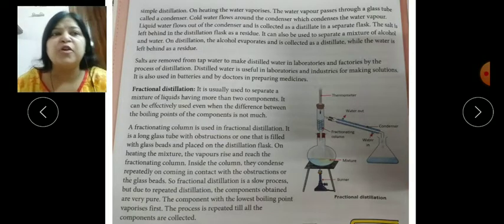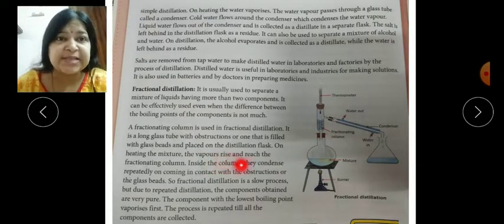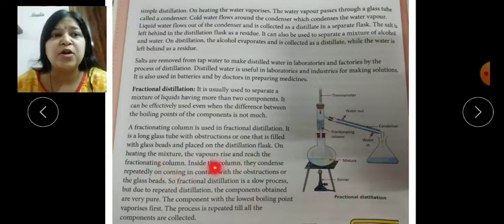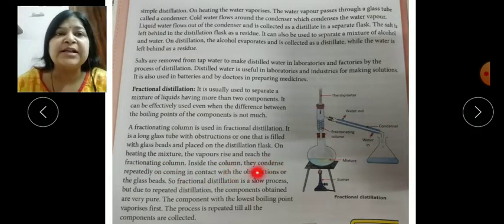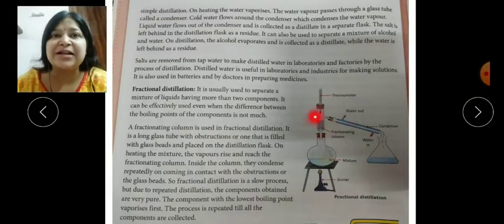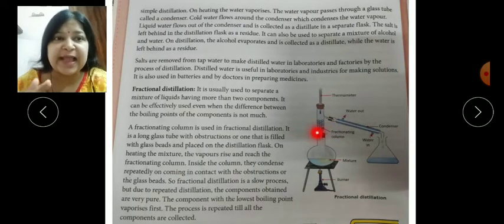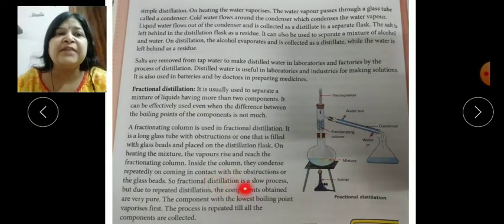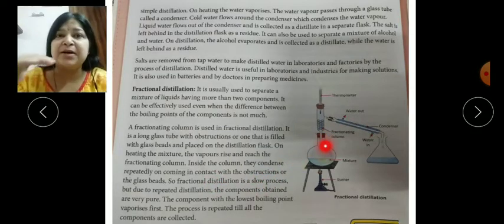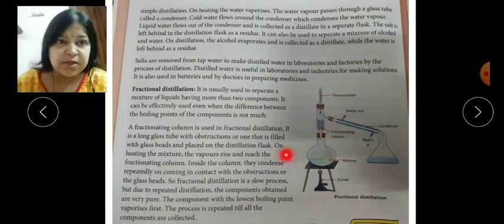As we know, when we heat the mixture, it will vaporize. It will form water vapor and change its state, and when it reaches the fractionating column, you can see here, inside the column they condense, because these glass beads also act as a little bit of a condenser. They are tiny, and they are in the way of the water vapor, so they are blocking.